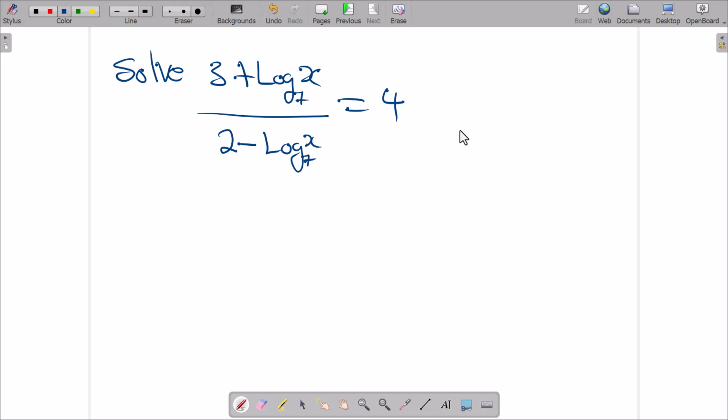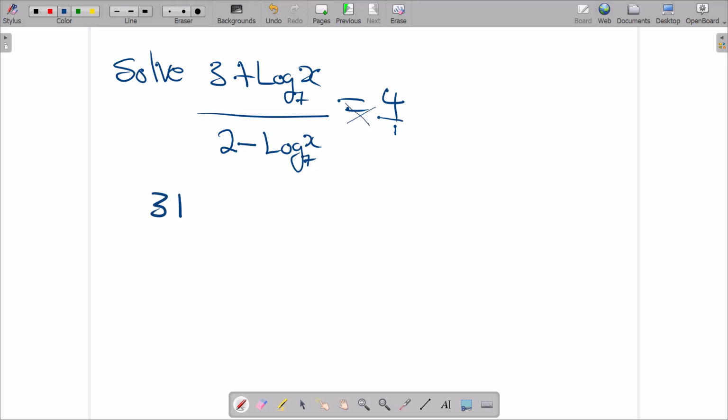So we are continuing to solve logarithmic equations. Here's another question in logarithm. When you are to solve or find the value of x when you're having a fraction of logarithms, what you do is cross multiply. You just assume the fraction is over 1, and you cross multiply.